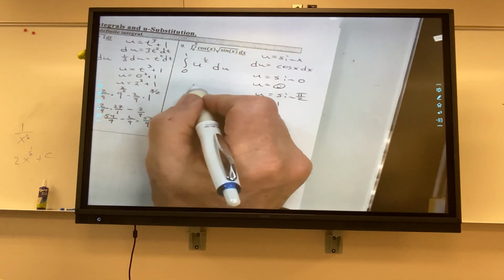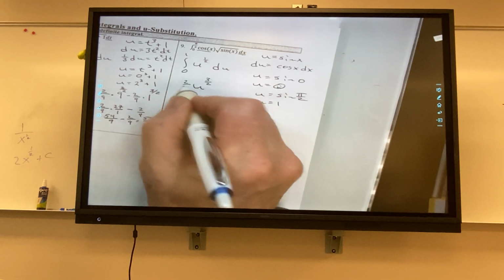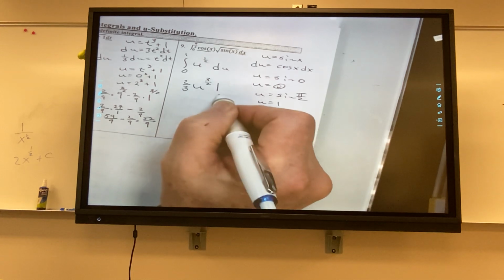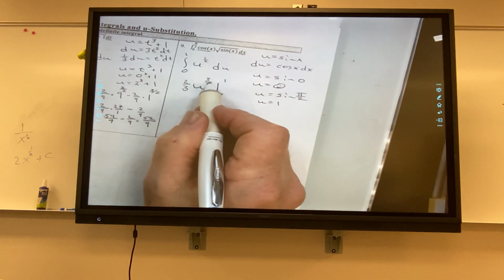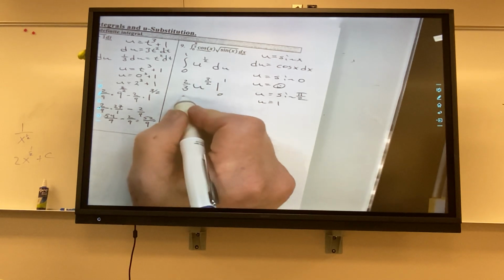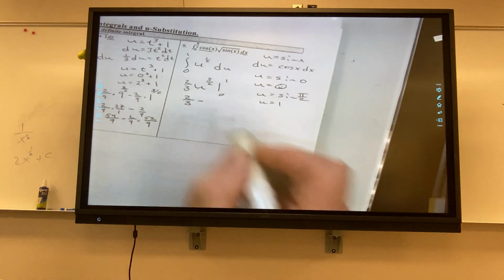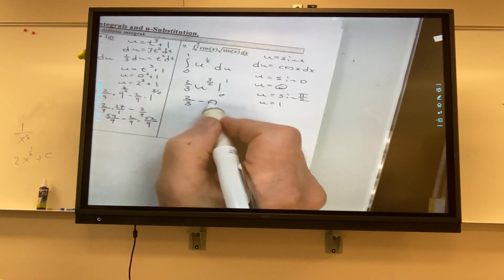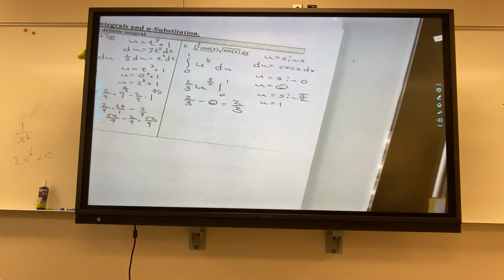So, u to the 3/2, 2/3, evaluated from 0 to 1. When I put 1 in here, raise it to the 3/2, it stays 1. Multiply it by 2/3, I get 2/3. Minus, when I put 0 in here, BAM! Everything is gone. And I get 2/3 is my answer.